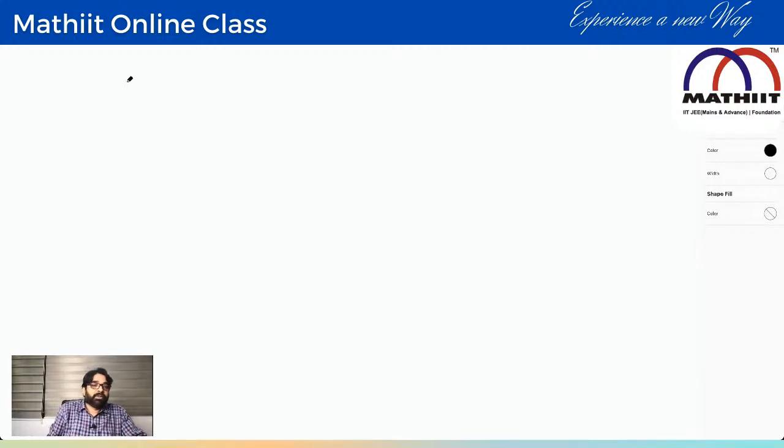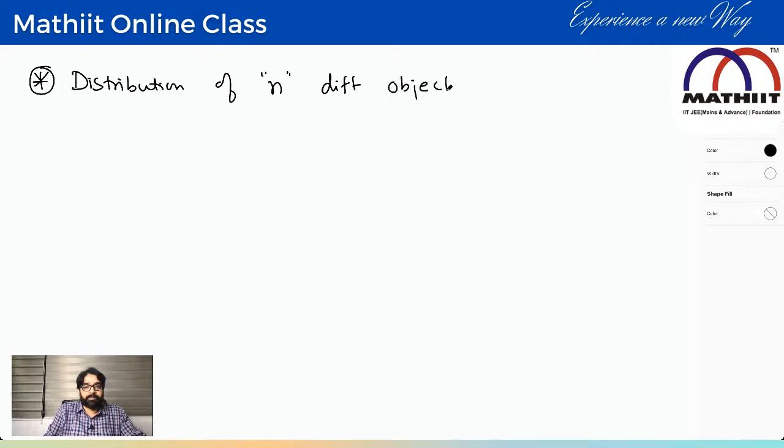Right? So, give the heading: distribution of n different objects into R groups. Case 1. What will be the answer if empty groups are allowed?